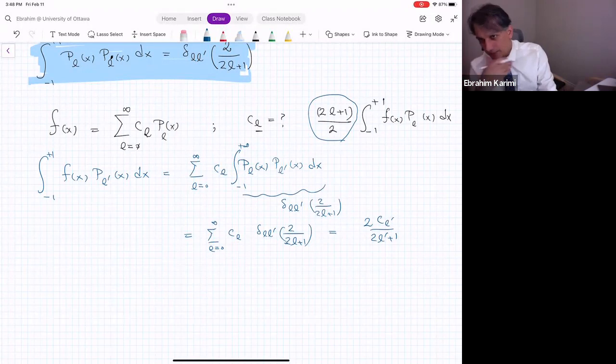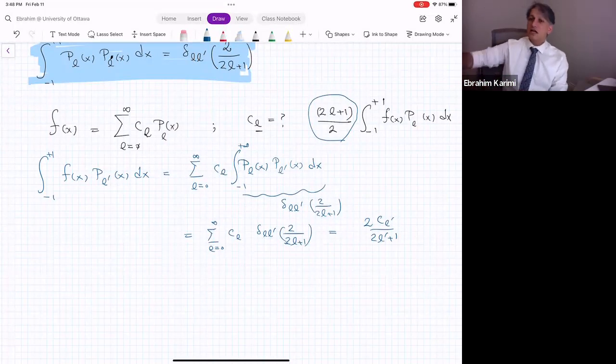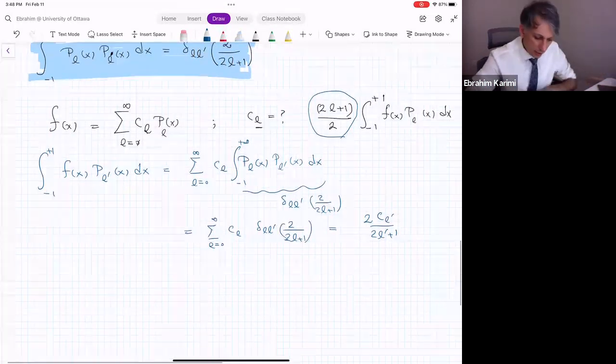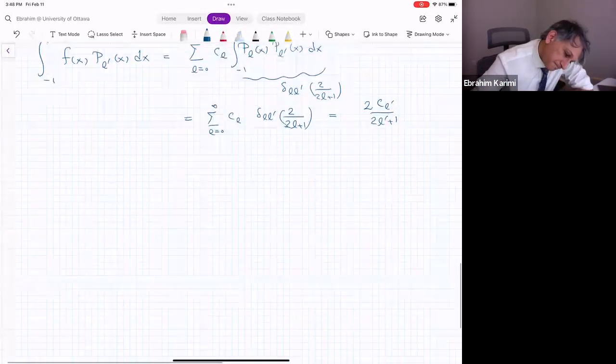This is the way that I say mathematicians look at it. However, remember that P_L also appears in some other contexts when you do expansions. The P_L of X appears as a coefficient of expansions. That's another way that we are looking at the Legendre polynomial, not just building of functions. So let's do something else.